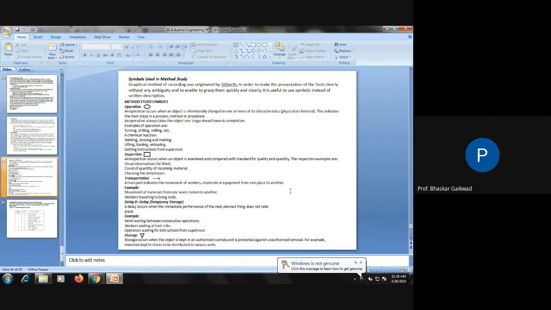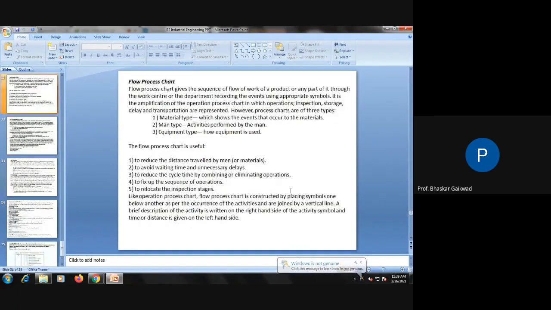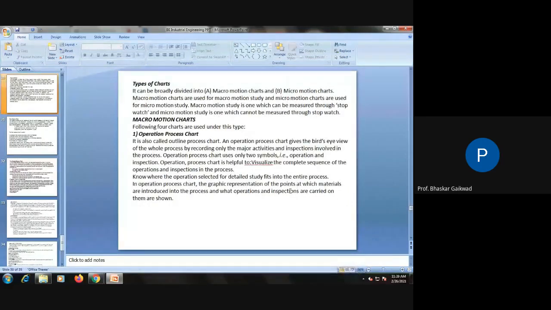Only two symbols we can use. Let us go back to the operation process chart. So two symbols, operation and transportation, we can use in operation process charts. What is actually an operation process chart? It is nothing but a graphical representation of operation and transportation. What it contains: how much distance is covered, and how much time you have taken for operation and traveling purposes.